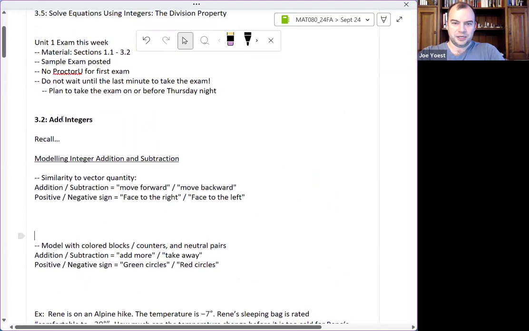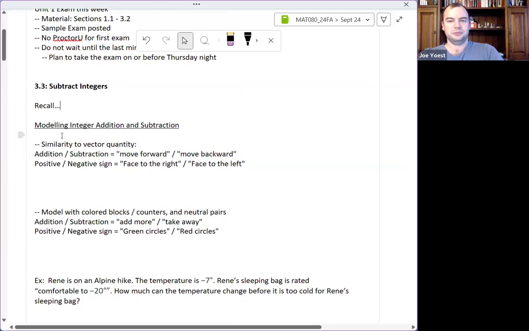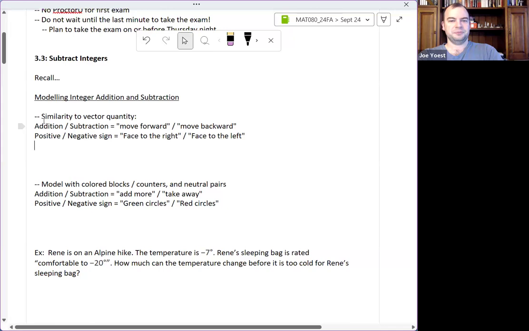And whoops, this should be 3.3, subtract integers. So one last problem in subtracting integers. So quickly recall modeling integer addition and subtraction.